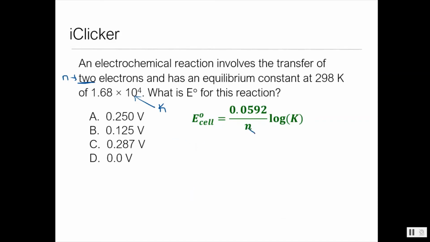So this is really just a plug and chug. We're going to put 6 in for N. We're going to put 1.68 times 10 to the 4th for K. The log of 1.68 times 10 to the 4th is 4.255. And 0.0592 divided by 6 is 0.296. And so E naught of our cell is going to be equal to 0.125 volts.